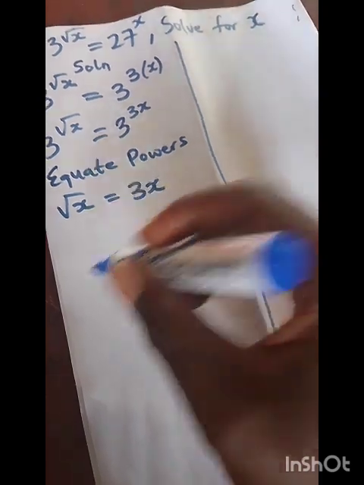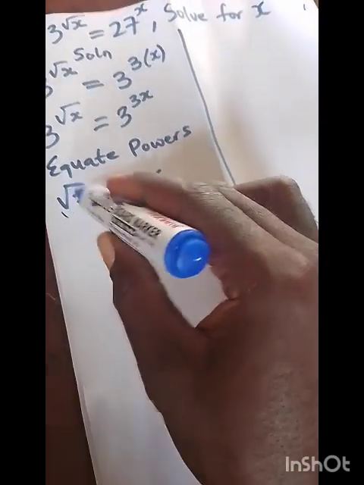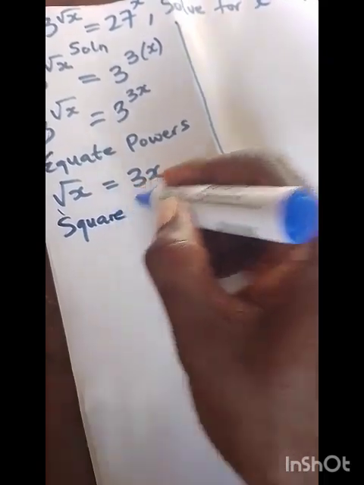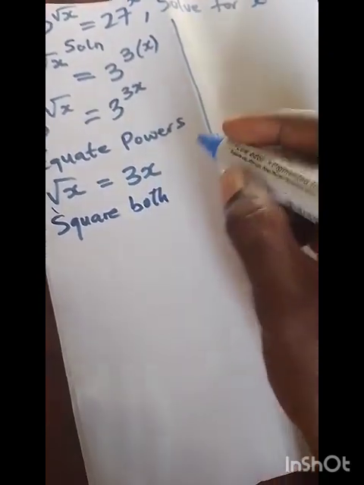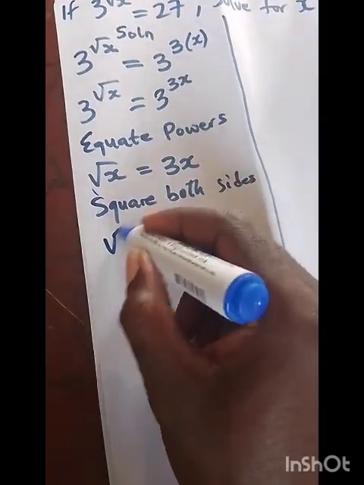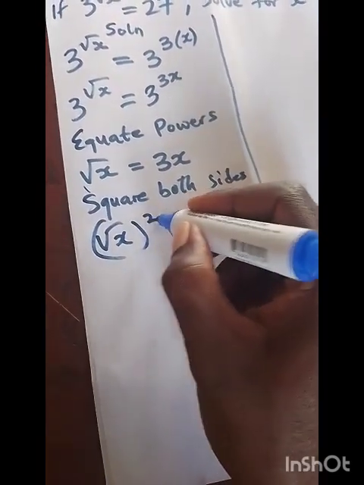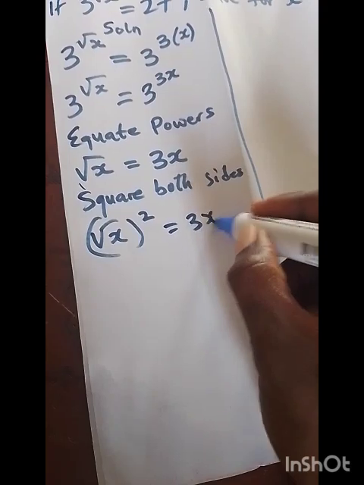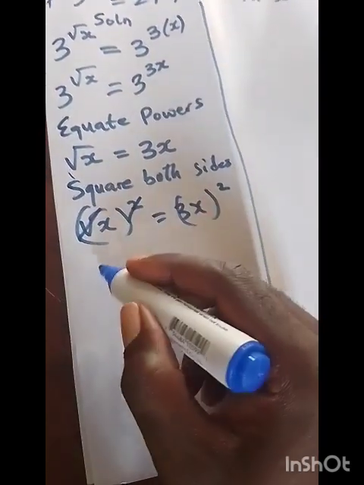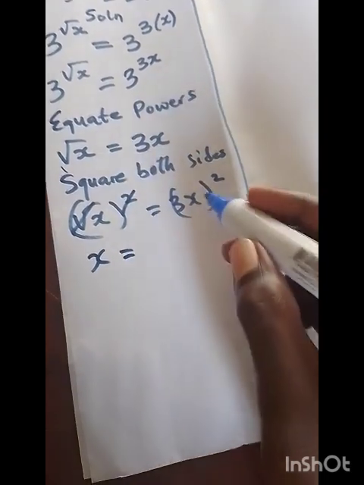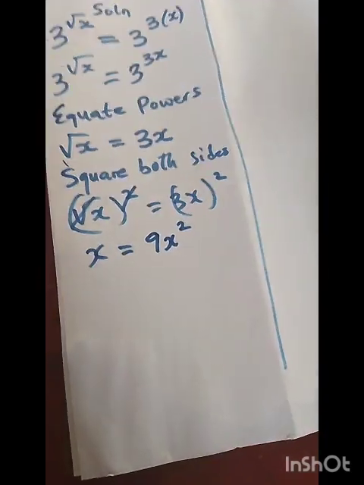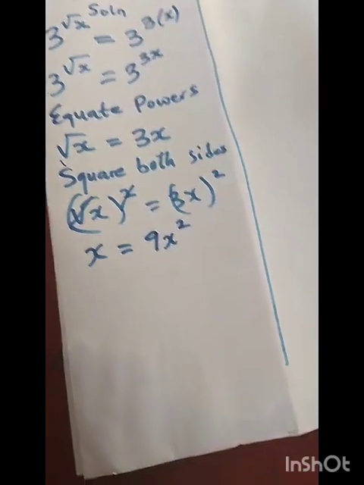All right. Now, here, you need to remove this square root. So you square both sides. Square both sides. And so we have that root x squared is equal to 3x squared. Okay. This square will cancel the square root. You're left with x here is equal to 3 squared is 9x squared. All right. Now, let's take everything to one side.